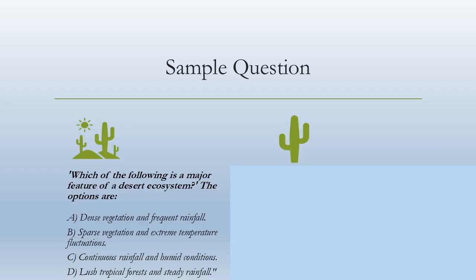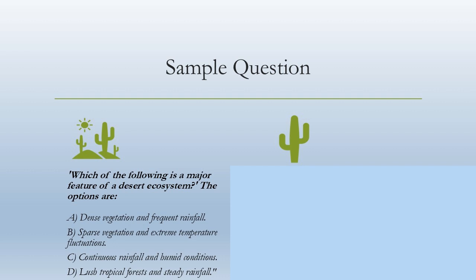Let's dive into a sample question on physical geography. Which of the following is a major feature of a desert ecosystem? The options are: A. Dense vegetation and frequent rainfall. B. Sparse vegetation and extreme temperature fluctuations. C. Continuous rainfall and humid conditions. D. Lush tropical forests and steady rainfall.